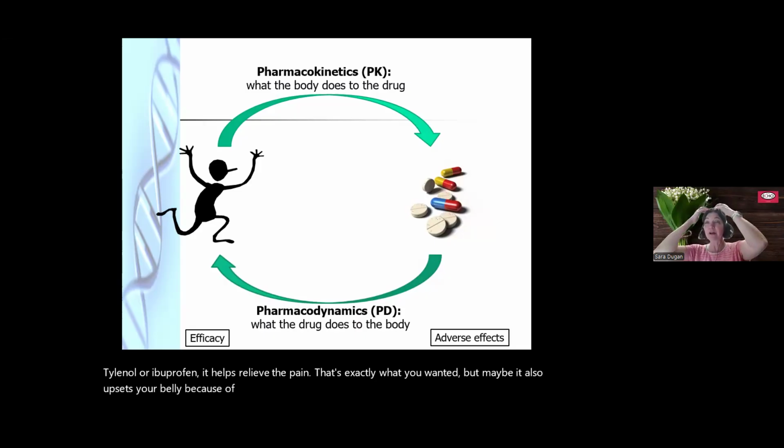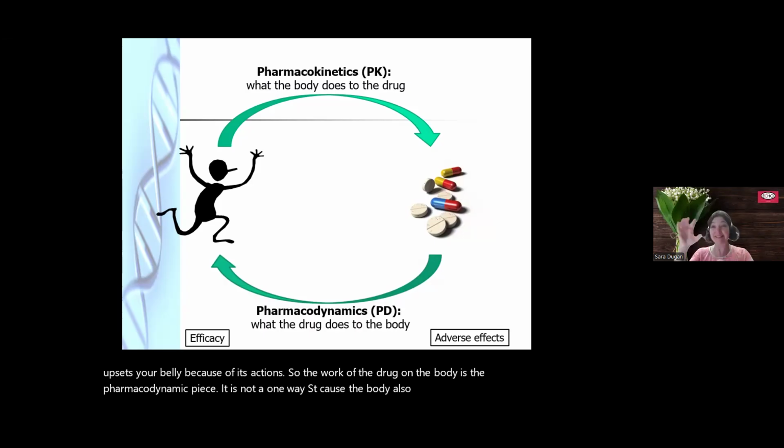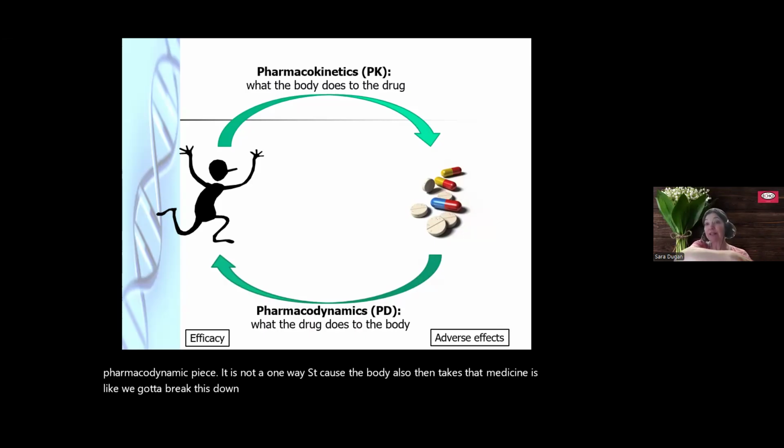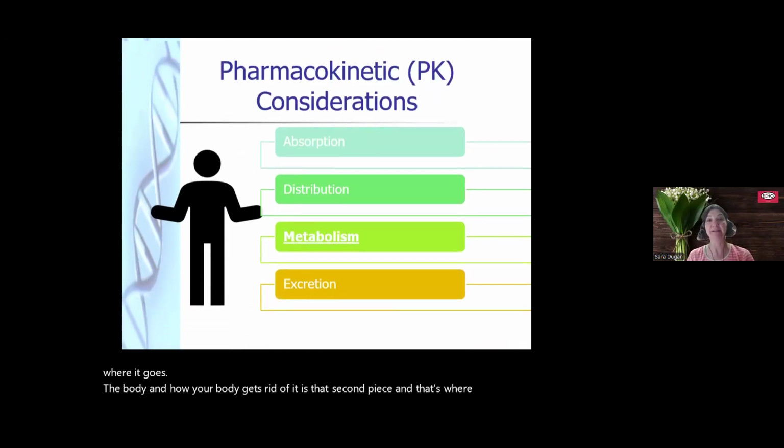So the work of the drug on the body is the pharmacodynamic piece. It is not a one-way street, because the body also then takes that medicine and is like, we've got to break this down and get rid of it. So the way that your body takes in the drug, where it goes in the body, and how your body gets rid of it is that second piece. And that's where we see a ton of variability.